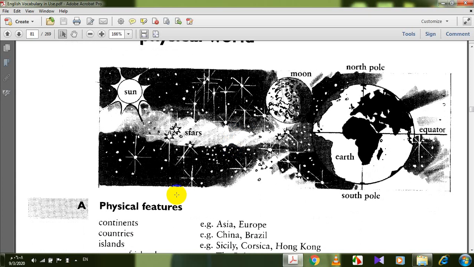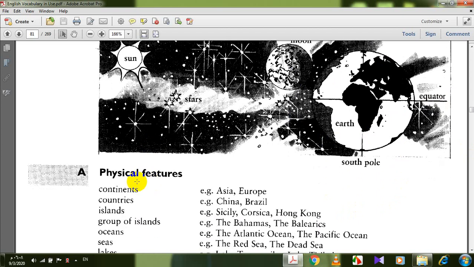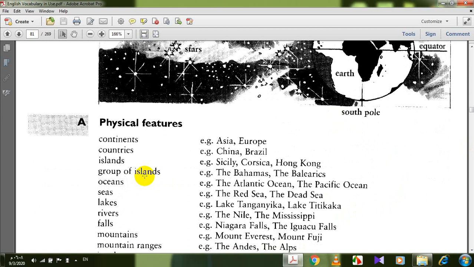Okay? Physical features. This is the earth, sun, stars, moon, equator, North Pole, South Pole. By physical features, we mean oceans, seas, mountain ranges, and this stuff. Continents first of all: we have Asia and Europe. Countries: China, Brazil.